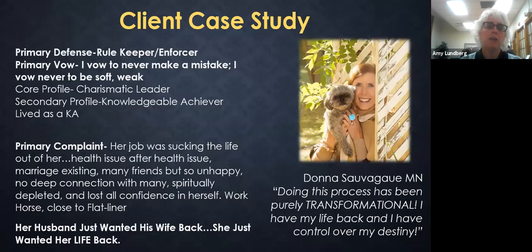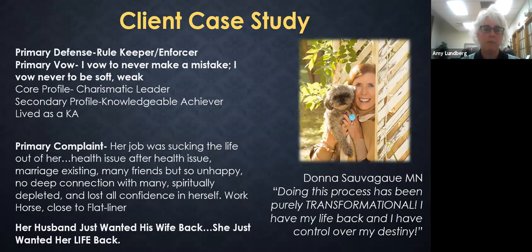Donna here, her main defense was rule keeper and enforcer. Her vow is never to make a mistake and vow to never be soft or show weakness. And her job was sucking the life out of her because she was unappreciated. She pushed and pushed and tried never to make a mistake, and she held it in. She never showed how upset she was. She never showed her anger. She just kept trying and kept trying. So it affected her health immensely.